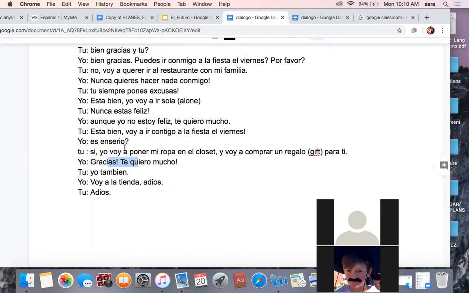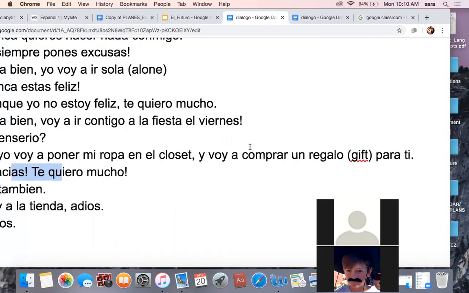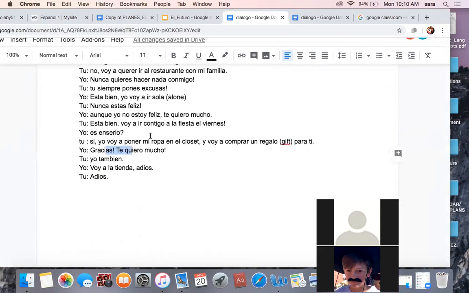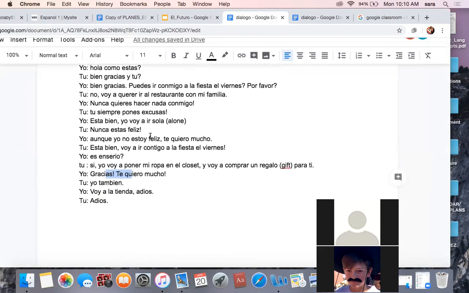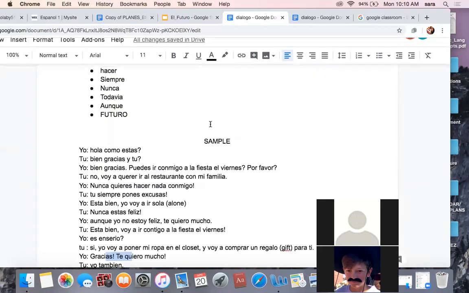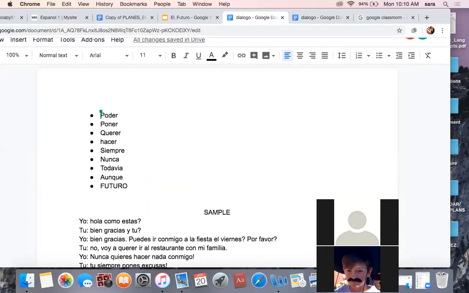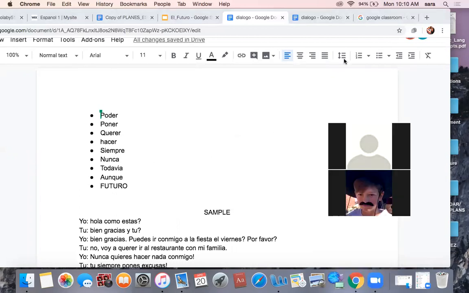Like I could have said, pondré mi ropa en el closet, compraré un regalo. I didn't even use conjugation at all. But again, I'm teaching it to you because you need to know, hey, this exists. But in terms of use, voy is the one that's mostly used, I think, in both present and future tense. Okay? So that's what you're going to do for classwork.